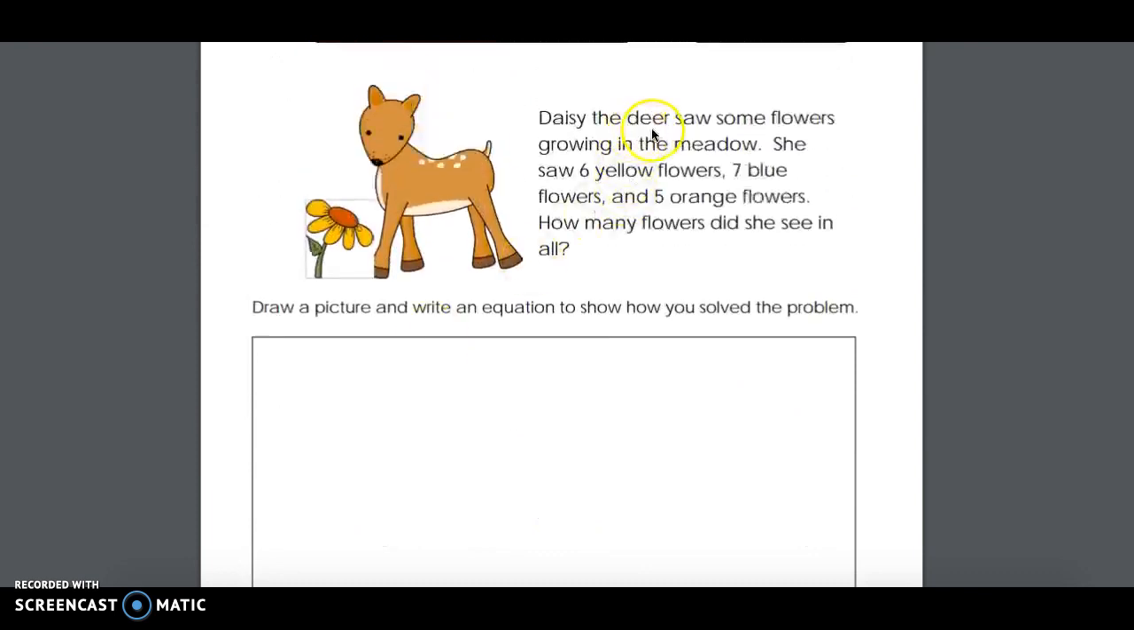Daisy the deer saw some flowers growing in the meadow. She saw 6 yellow flowers, 7 blue flowers, and 5 orange flowers. How many flowers did she see in all? Draw a picture and write an equation to show how you solved the problem.